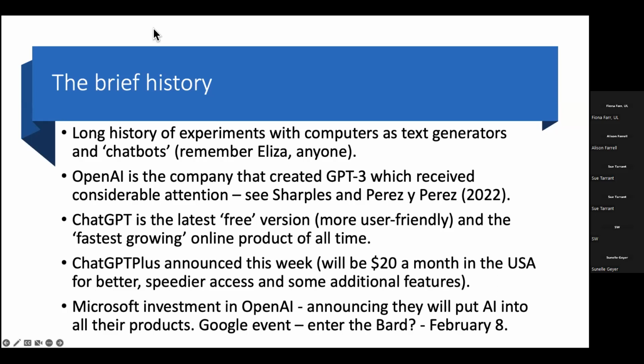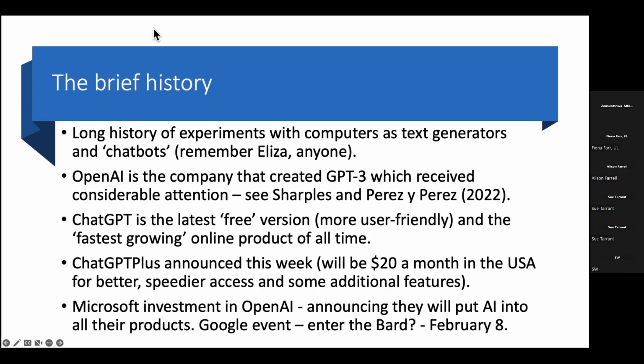And ChatGPT is the latest version. It's free, it's more user-friendly, and has become the fastest growing online product of all time. So last year's GPT was GPT-3 and GPT 3.5. ChatGPT is the latest free version. We're expecting ChatGPT-4 to emerge. And ChatGPT Plus has been announced this week as a paid service.